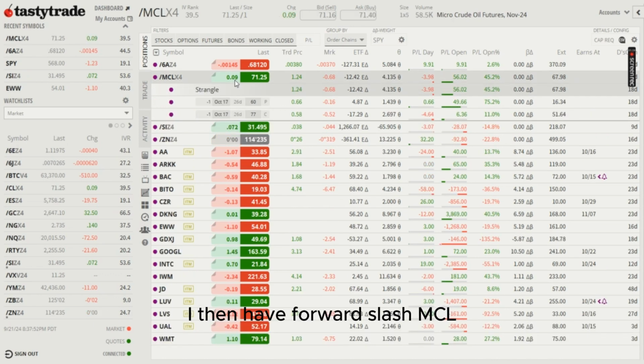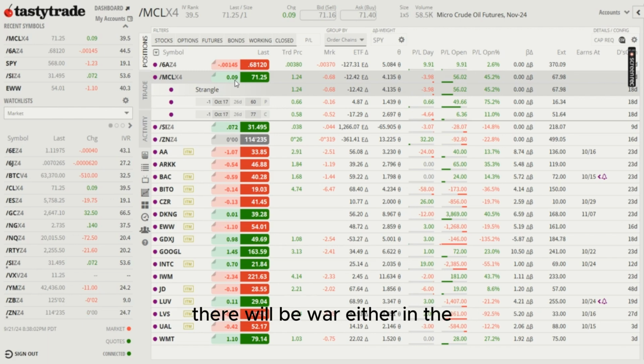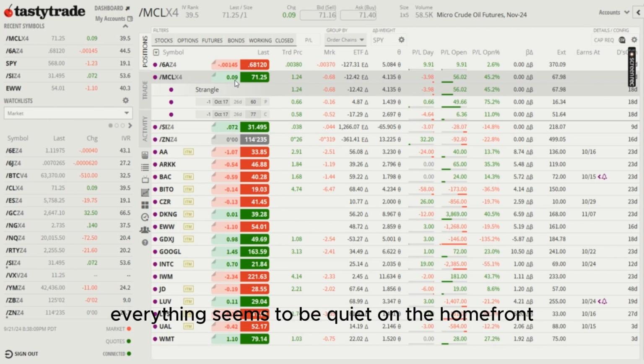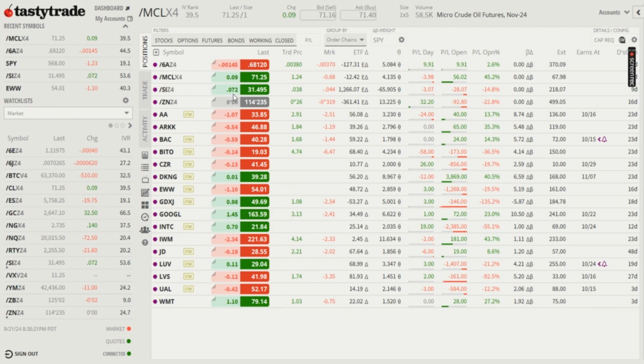I then have /MCL, that's micro crude oil futures. Some people look at this as an indicator of whether there will be war, either in the Middle East or in other parts of the world. Right now, everything seems to be quiet on the home front, just trading in the high 60s, low 70s. I have a 60.77 strangle, and it's worked. Again, I look to take it off at a 50% gain.